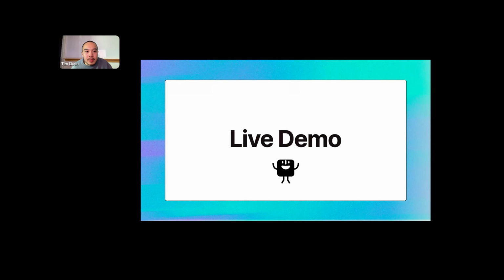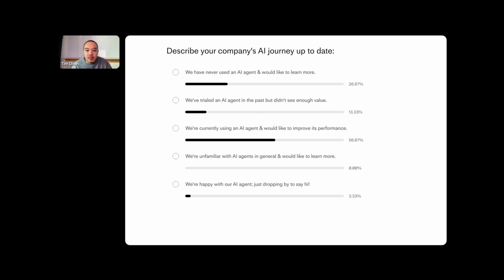But before I do so, I do want to see what our poll results showed. And it looks like everyone here, or most people here, are currently using an AI agent, which kind of surprises me. And I'll talk about this in a bit, but we will be doing another part of this webinar in a couple of weeks where we're going to be talking about more optimization for Fin. So you folks might find that useful. Thank you for that additional vote.